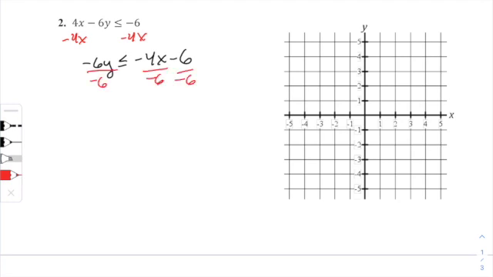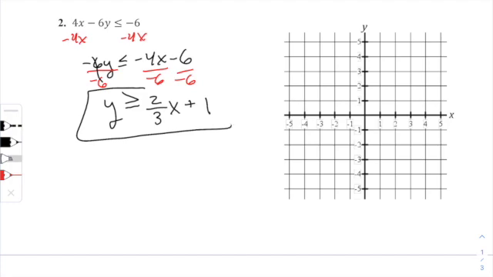Now with an inequality, that should be jumping out at you that when we divide by a negative number, we've got to flip the sign, right? We got to flip the direction. So this actually becomes y is greater than or equal to. And then we simplify this side. Normally, negative divided by negative is positive. 4/6 reduces to 2/3. And over here, -6 divided by -6 is positive 1. So there's my new inequality in slope-intercept form.